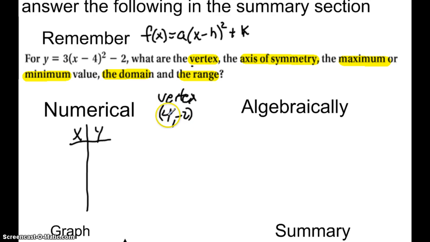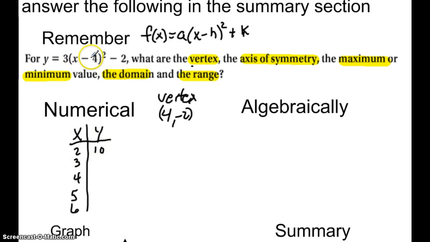So I want to pick 2 values to the right of 4 and 2 values to the left of 4. Well, let's see. 2 and 3 are to the left, and we've got 4, and then 5 and 6. Now let's just plug those in and see what happens. Plug in 2. 2 minus 4 is negative 2. Negative 2 squared is 4. 3 times 4 is 12. 12 minus 2 is 10.